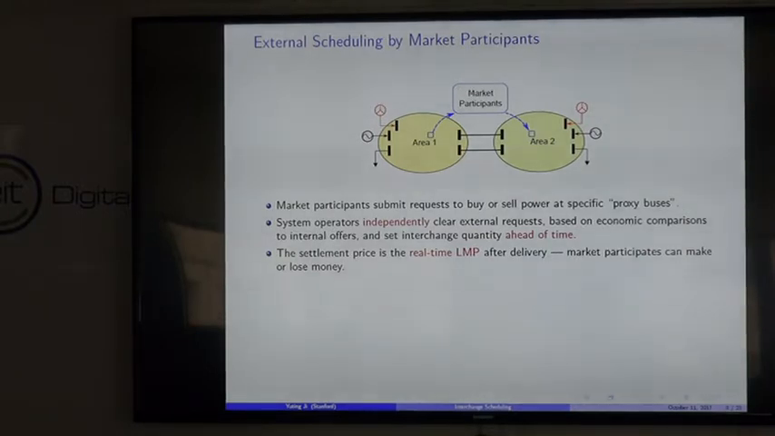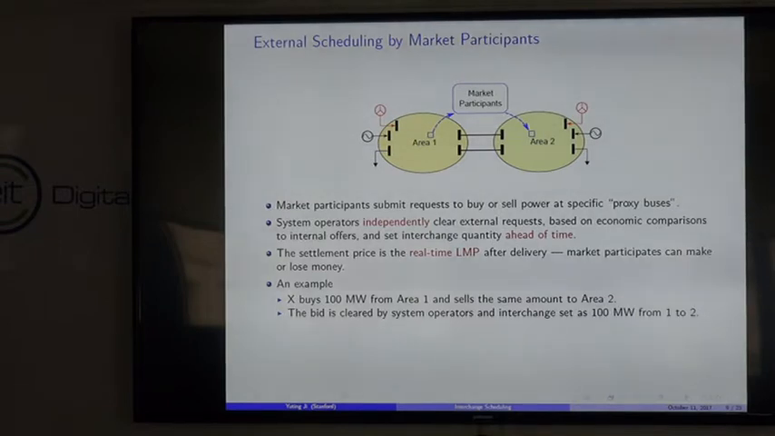So market participants are actually betting on the direction of the flow. If they are betting correctly, they will make money. If they're betting incorrectly, they will lose. Here is a small example. If someone X buys 100 megawatts from area 1 to area 2, and the bid is cleared by the system operator, and the interchange is set as 100 megawatts, they will dispatch their internal generation and compute the real-time LMP.